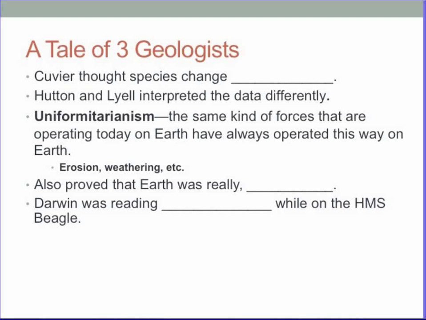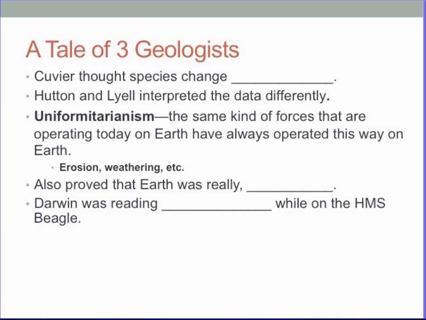Cuvier thought that species change suddenly based on the fossil record, but Hutton and Lyell interpreted the data differently because of the idea of uniformitarianism. And this states that the same kind of forces that are operating today on Earth have always operated on Earth. So things like erosion and weathering are affecting rocks and are affecting whether or not an organism becomes fossilized. So something you have to understand is that not all organisms become fossilized. It takes a very specific set of steps to get an organism to be fossilized.